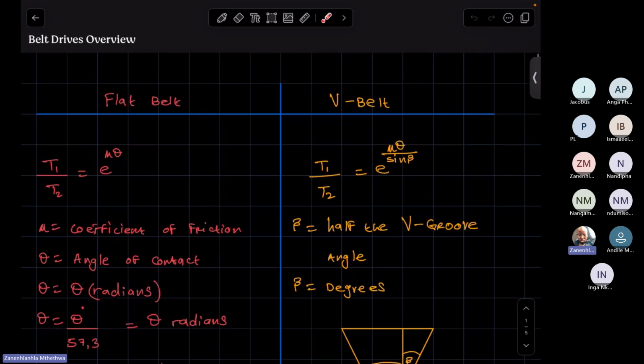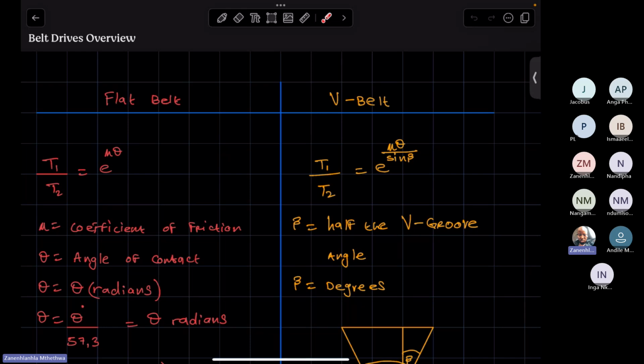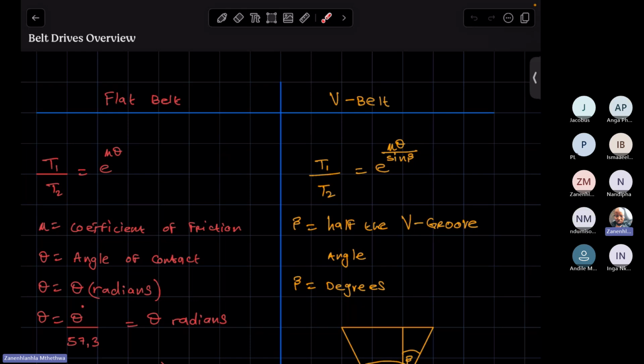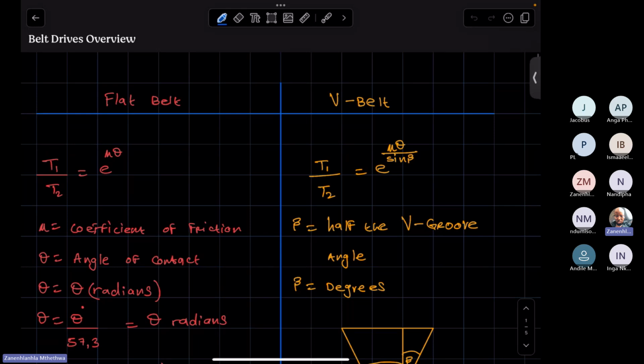And then the second type of belt is the V belt. Now, as far as the tension ratio for V belts, it's T1 over T2. So the left hand side for both types of belts is the same. The only difference is the right hand side. So for V belt, T1 over T2 is equal to e to the exponent mu theta times cosec beta. I think in your formula sheet, the right hand side is written this way. Now cosec is equal to 1 over sine.